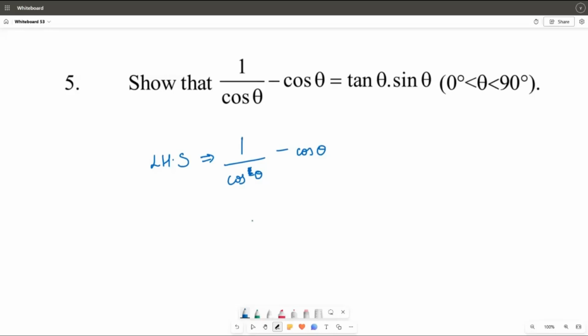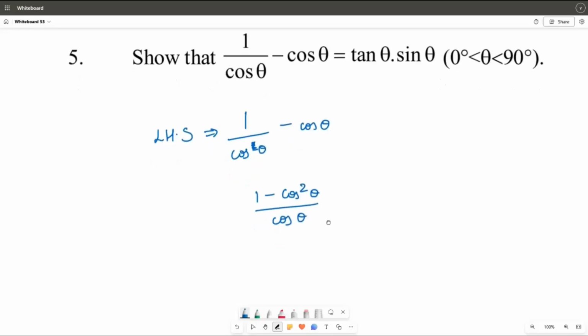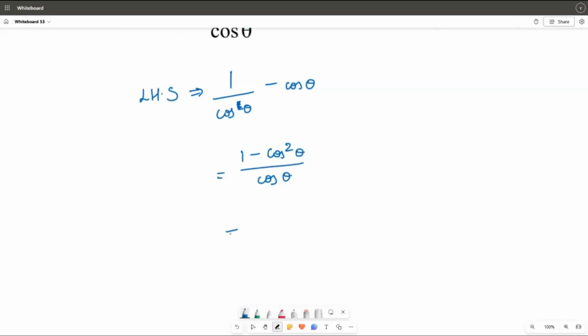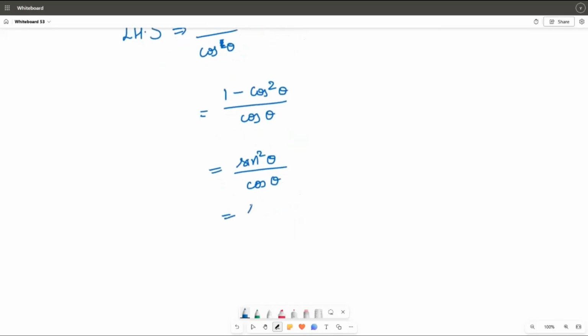So if I take the LCM, it would be 1 minus cos square theta by cos theta. We can see that 1 minus cos square theta is equal to sin square theta because sin square theta plus cos square theta equals 1. Therefore, sin square theta equals 1 minus cos square theta. So I can substitute here. Next, this would be over cos theta. I am going to write sin square theta as sin theta into sin theta. So this would be sin theta into sin theta by cos theta.